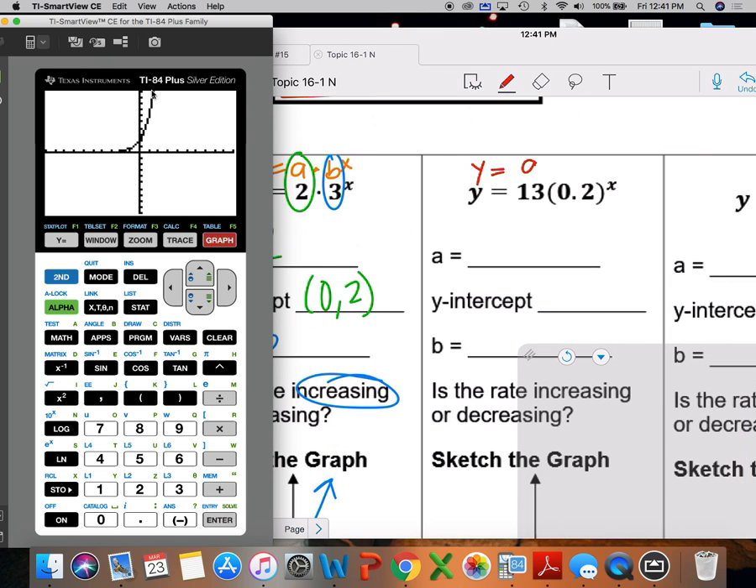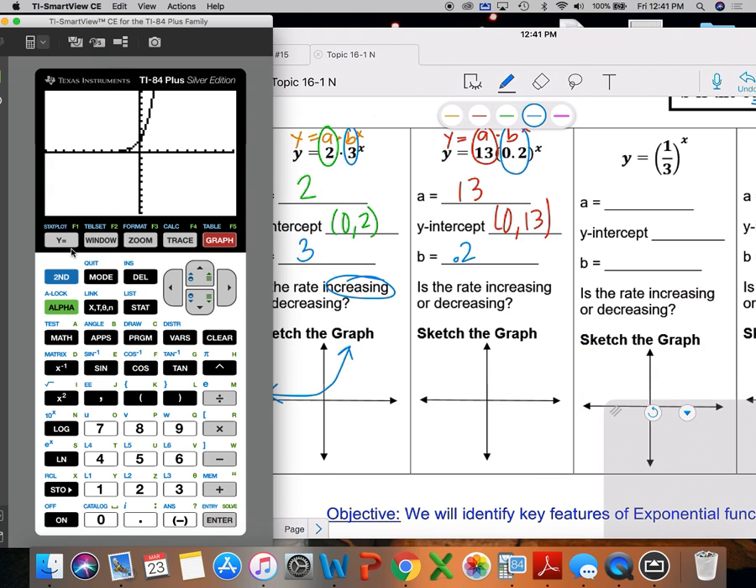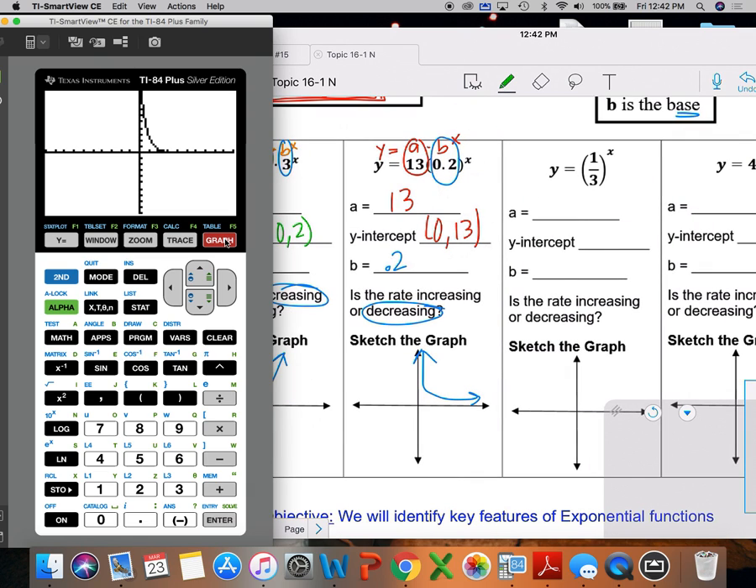So for the second one, we write a times b to the x. Our a value is 13, so our y-intercept is (0, 13). Our b value is 0.2. And y equals, I'm going to plug this in, so 13, parentheses, 0.2, close parentheses, up arrow, and then x. And on my graph, this looks like that. So this one, as we read from left to right, is decreasing.